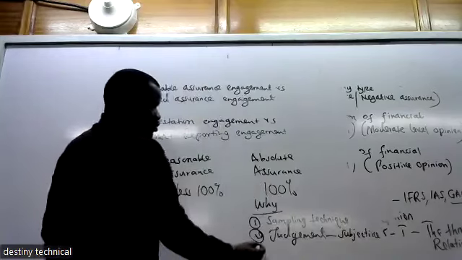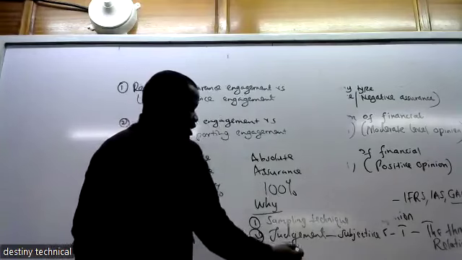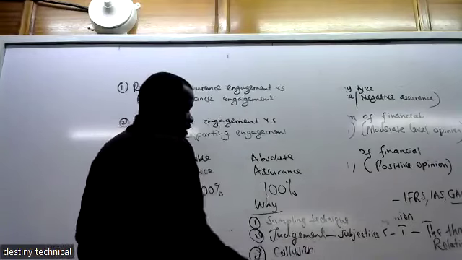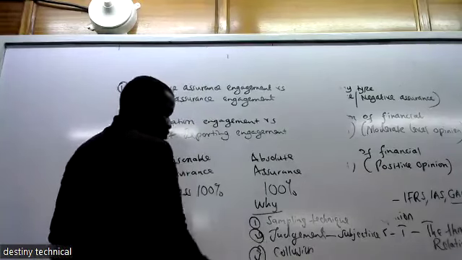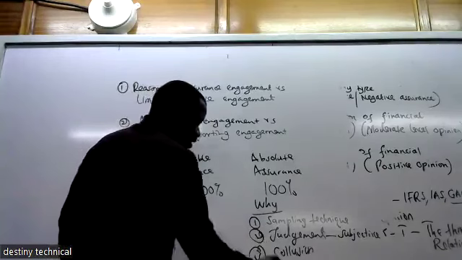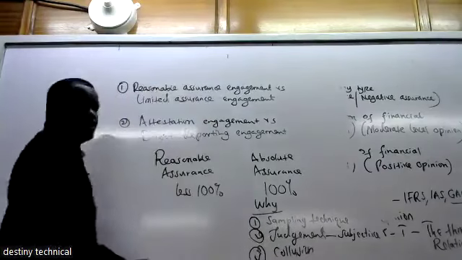The other one is what we call collusion: parties coming together to conceal illegality or a fraud, which makes such fraud very difficult to detect. Number four is due to the inherent limitations of the internal control system.